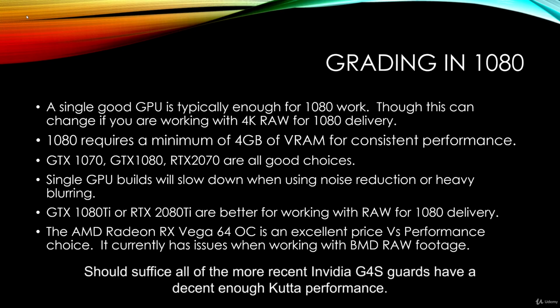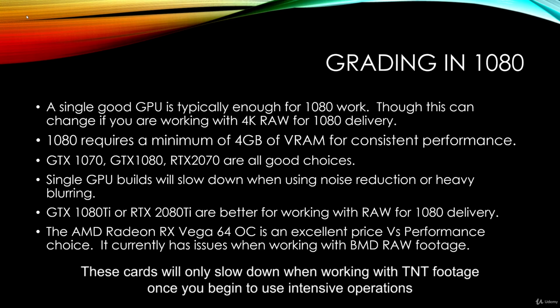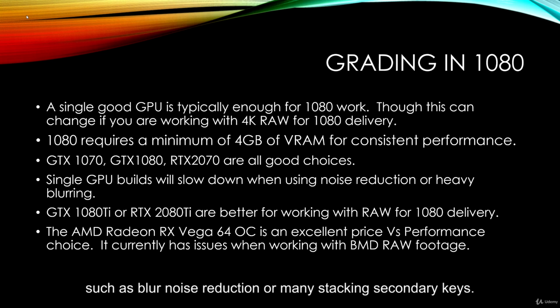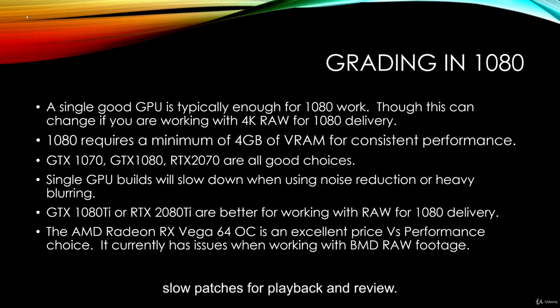All of the more recent NVIDIA GeForce cards have a decent enough CUDA performance. You can get by for HD work on something like a GTX 1070 or an RTX 2070. These cards will only slow down when working with 1080 footage once you begin to use intensive operations such as blur, noise reduction, or many stacking secondary keys. Once you hit that point, you can then rely on the render cache in Resolve in order to smooth out any slow patches for playback and review.